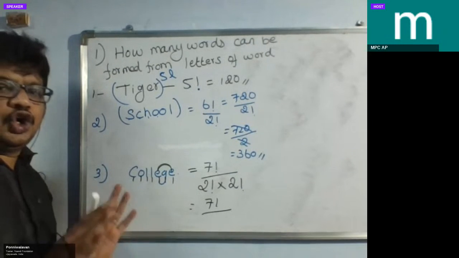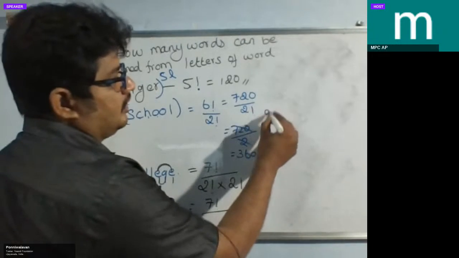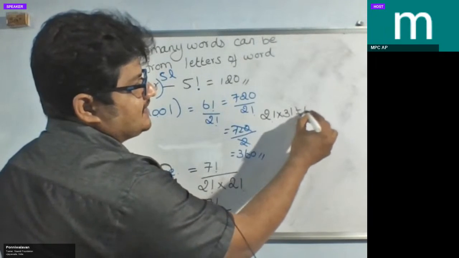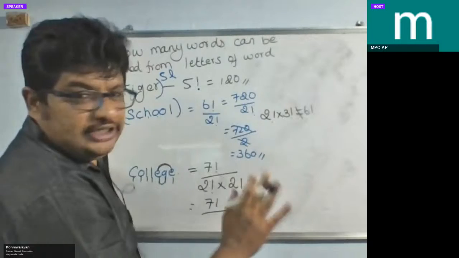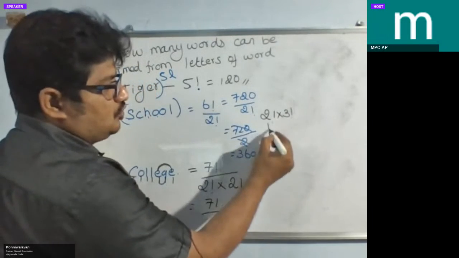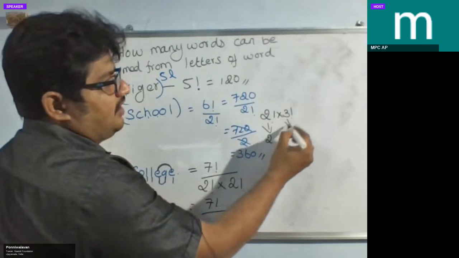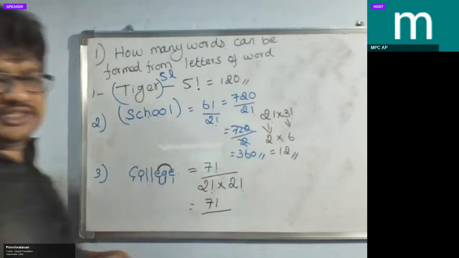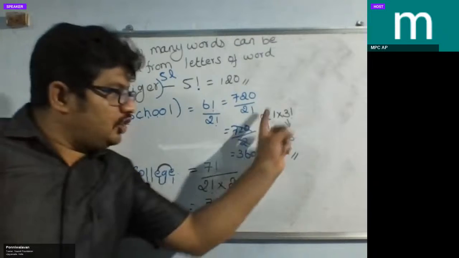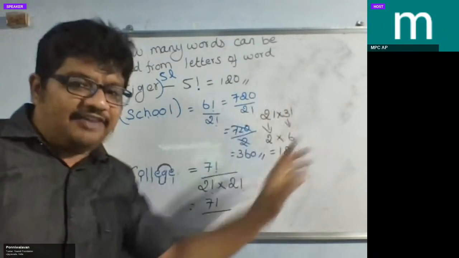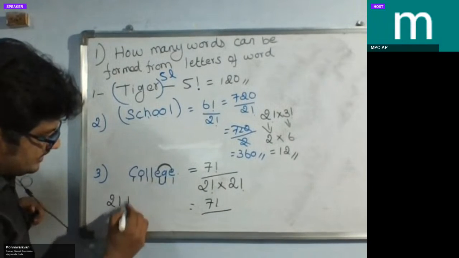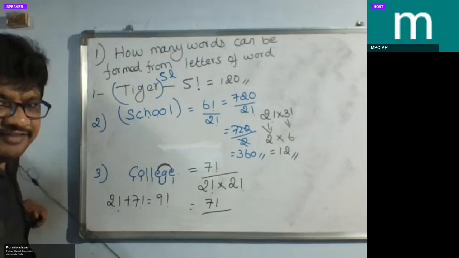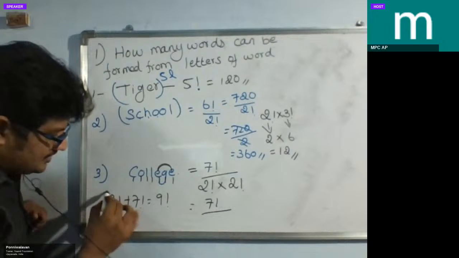No. Listen. 2 factorial into 3 factorial, don't take it as 6 factorial. It is wrong. What is 2 factorial? 2. What is 3 factorial? 6. 2 into 6, it is 12. Don't multiply factorials, don't add factorials. Can we take 2 factorial plus 7 factorial as 9 factorial? No, it is wrong.